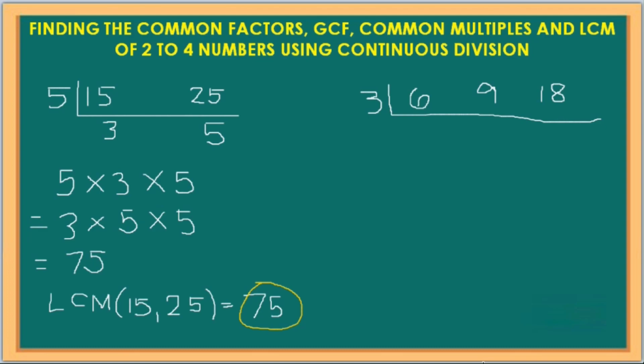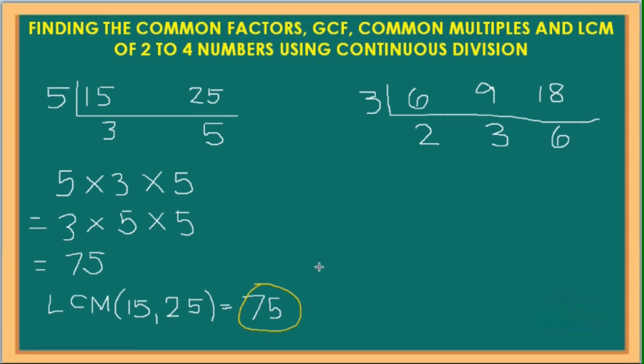So 6 divided by 3, 9 divided by 3, and 18 divided by 3. Let's start with 6. 6 divided by 3 is 2. 9 divided by 3 is 3. 18 divided by 3 is 6. Okay, we have 2, 3, and 6. Let us divide them by 2. 2 divided by 2 is 1.